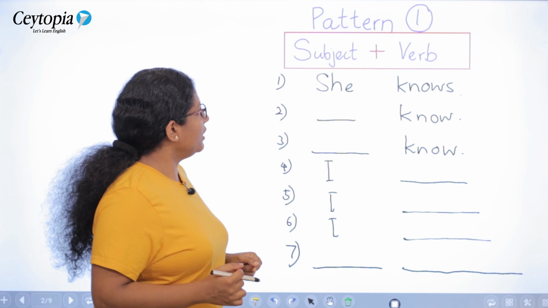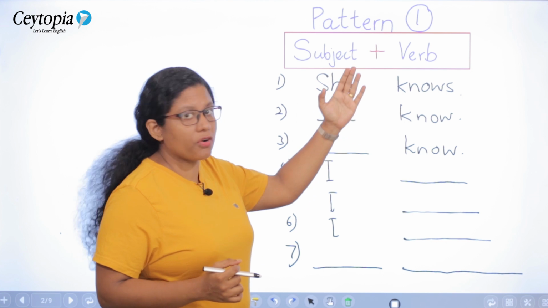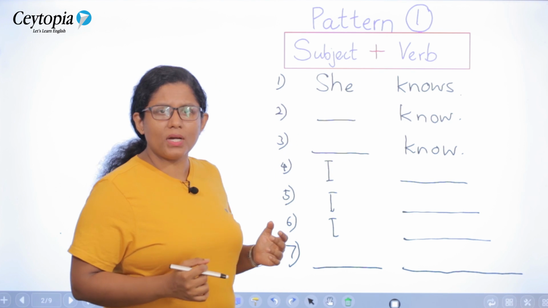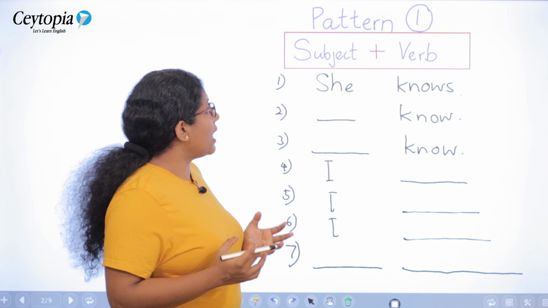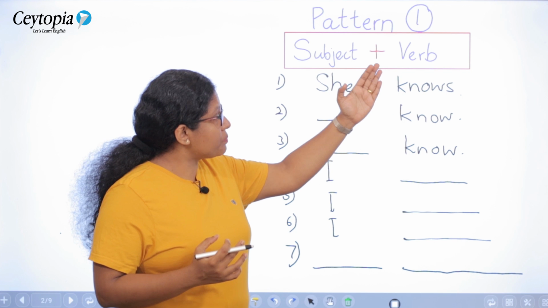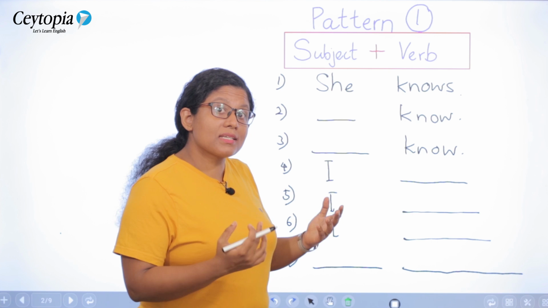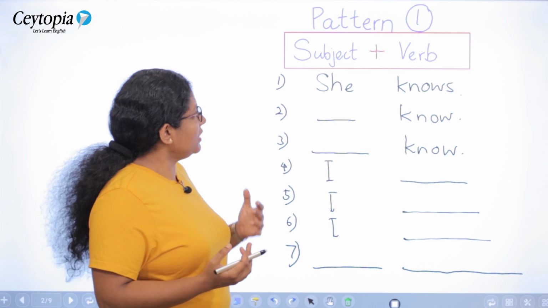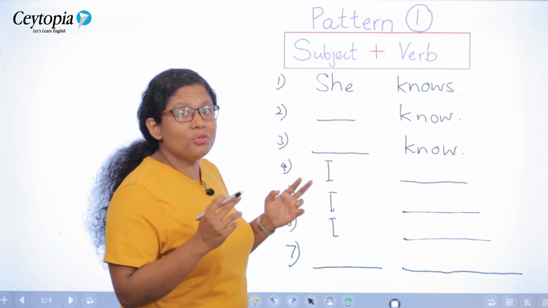Pattern 1. You have subject first and then the verb. This is the order of your sentence. Subject. What is a subject? It is the main word of your sentence and it is the doer of your verb. Verb expresses the action or the situation described in your sentence. So, in your sentence examples, you have only 2 words.